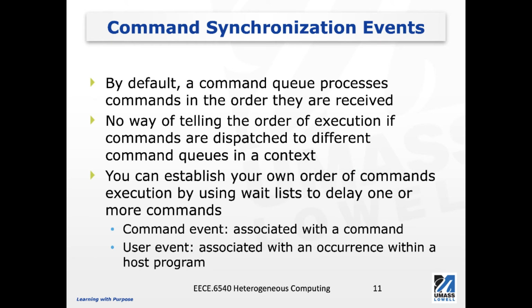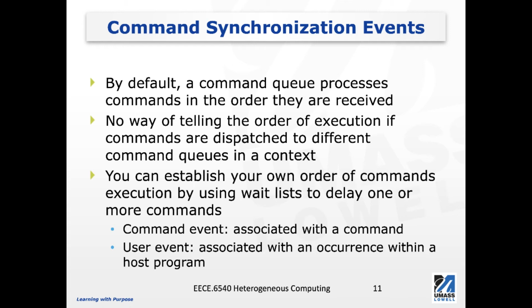Command synchronization events. By default, a command queue processes commands in the order they are received. So by default, that is the in-order execution of commands. And there's no way to tell the order of actual execution if the commands are dispatched to different command queues in a context. If you want, you can establish your own order of commands execution by using waitlist. Waitlists are very useful to delay one or more commands based on your need.